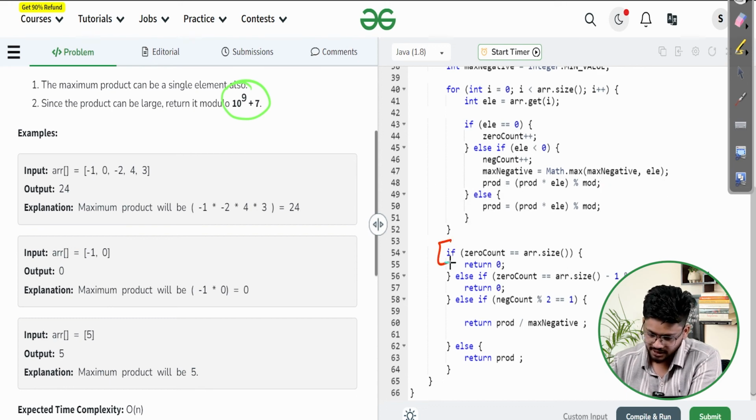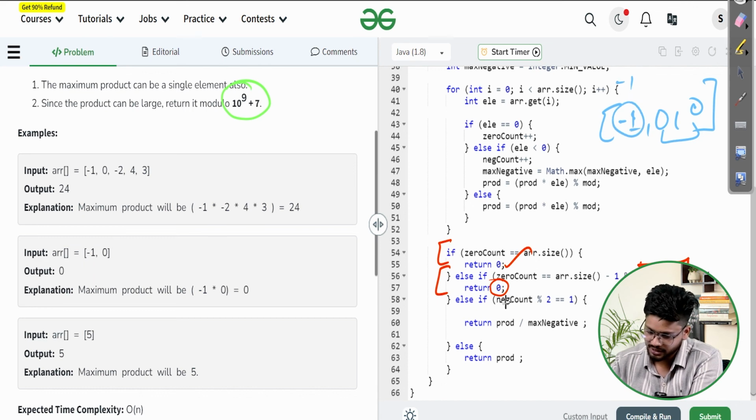Now the case is: if zero count equals array.size, meaning all the elements in the array are zero, then we have to return zero. The next case: if zero count equals array.size minus one, meaning only one element is different and that one element is negative, we have to return zero in the same way. So what is this case? Let's say we have -1, 0, 0. In this case we are also returning 0, because if we return -1, that is going to be less than 0. That's why we are returning 0.